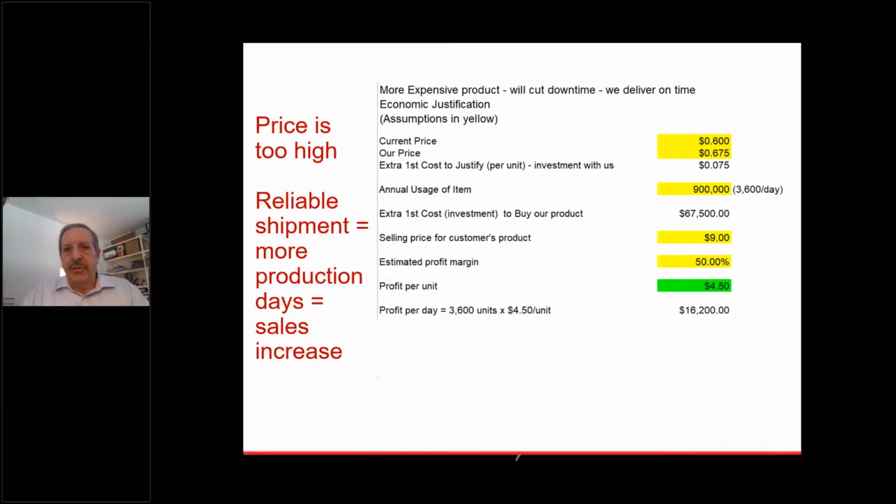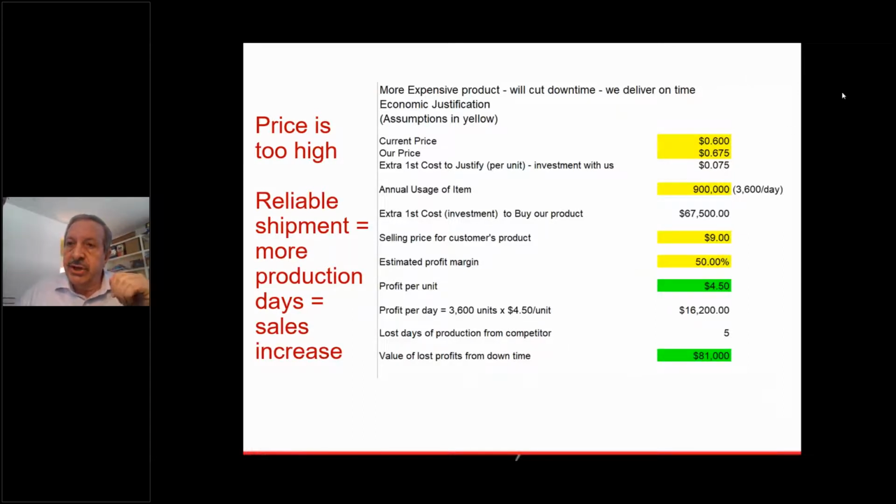Again, profit per unit, $4.50. So if they produce 3,600 units a day, 900,000 a year, if I did my math right, then the profit from an extra day of production is $16,200. So if we could establish that because the competitor does not ship on time, or does not ship conforming products, they lose 5 days of production a year, that's worth $81,000, assuming they could sell the production. And they only pay us $67,000.